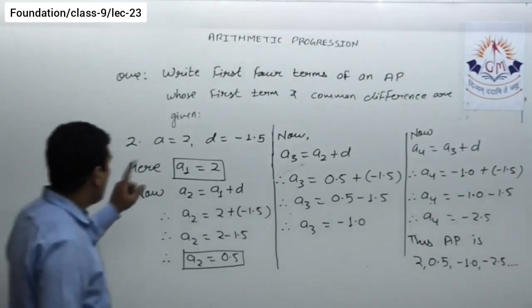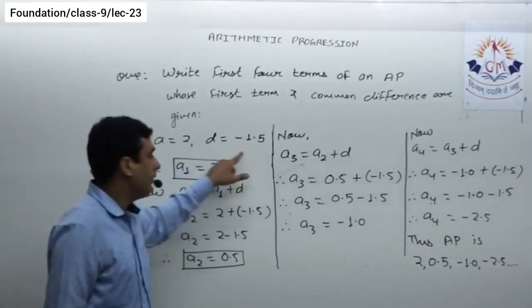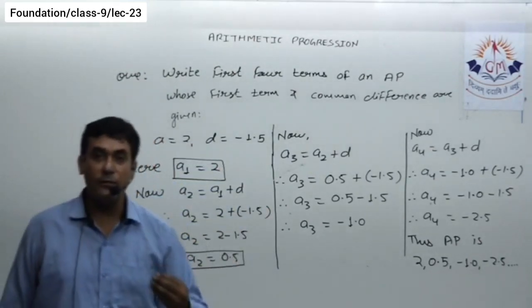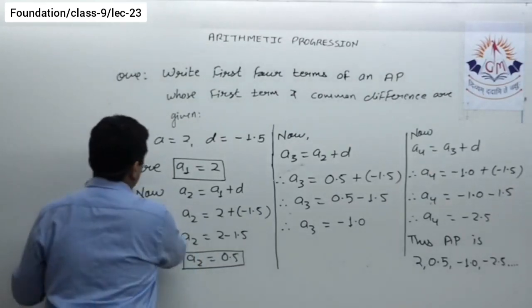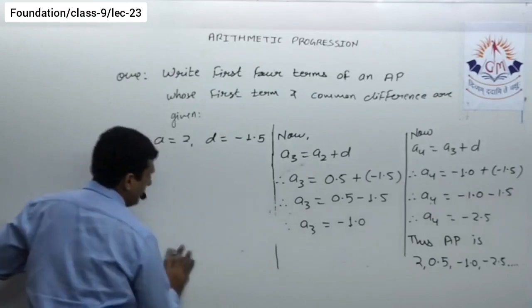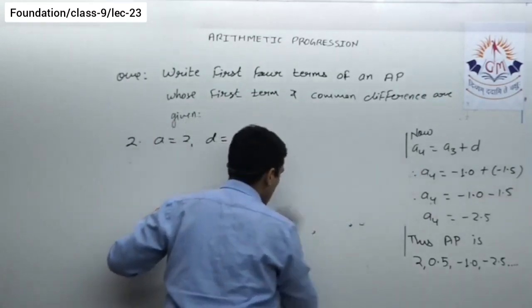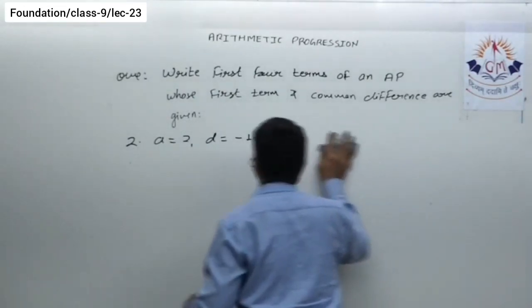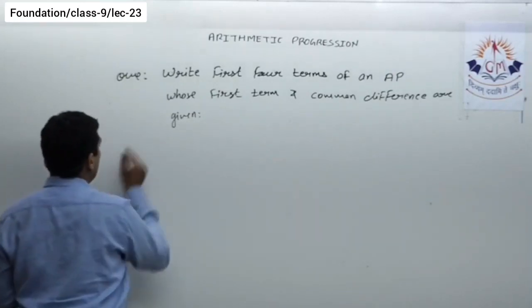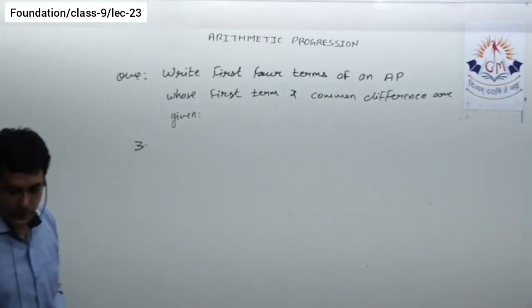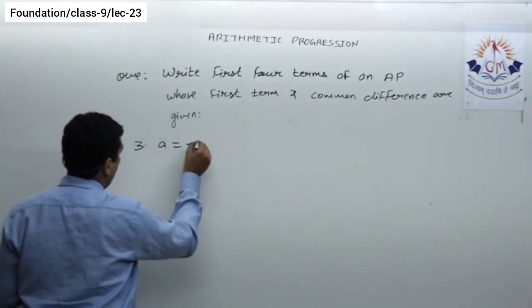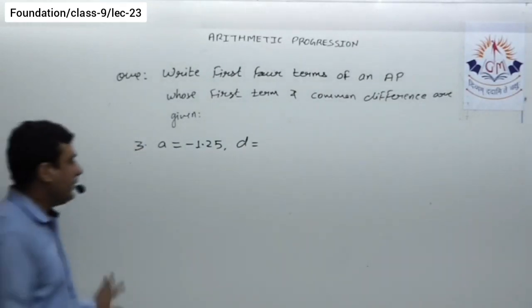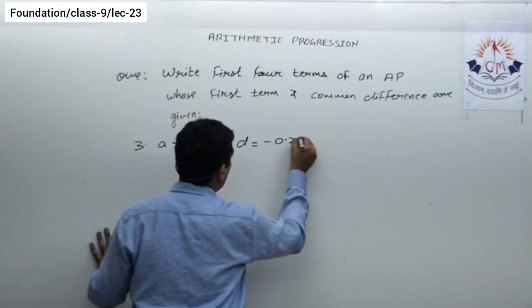In the first question I took a positive, d positive. Now here a positive, d negative. Now I will take a third in which both will be negative. Simply it is addition, subtraction, nothing else, but you should be aware of how to get the terms of an AP if you have the common difference and the first term. So the third one is a equal to minus 1.25 and d is equal to minus 0.25.